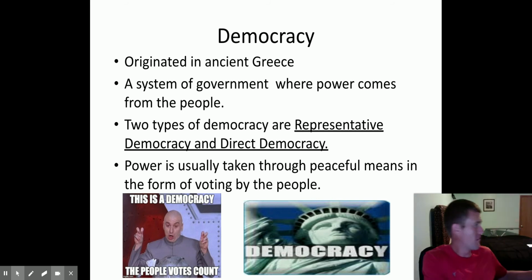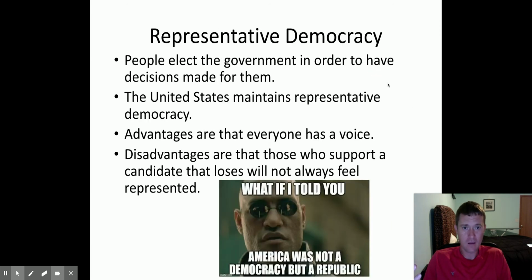All right. More Hamilton. All right. So you get the theme here. But there are two different types of democracies. You have a representative democracy, which you should all be very familiar with because it's our government, right? We elect people to make decisions for us. A representative democracy. The advantages here, people have a voice, but sometimes our representatives don't always do what we want.